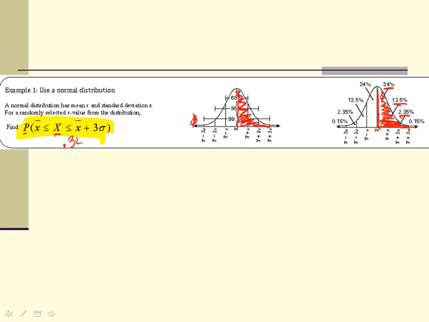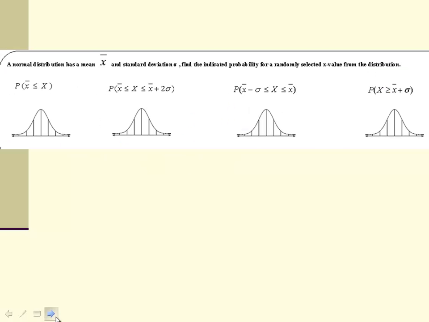So I'm going to do 34%, 0.34, plus 13.5%, 0.135, plus 2.35%, that's 0.0235. If you add those all up, you get 0.4985, or that's 49.85%. So we're going to be doing probability, and we're often looking for a range of values. Let's look at this next one.